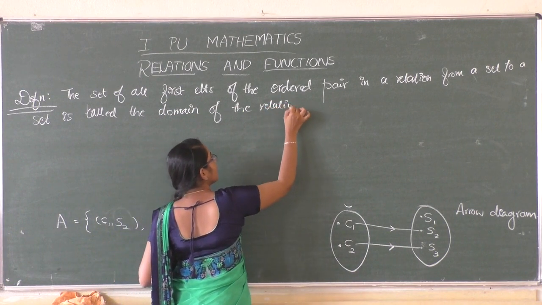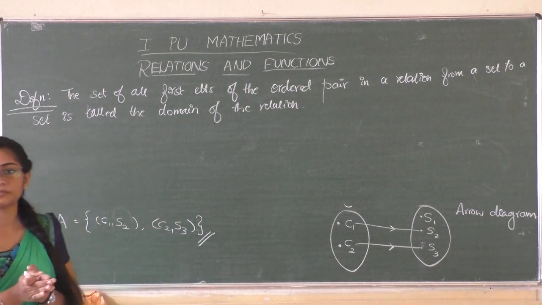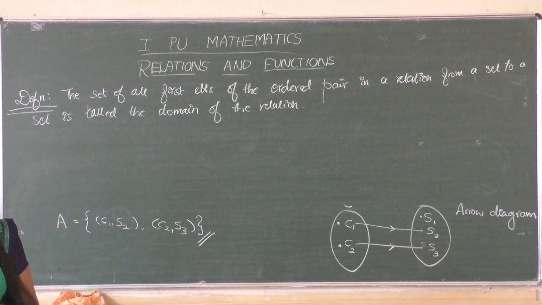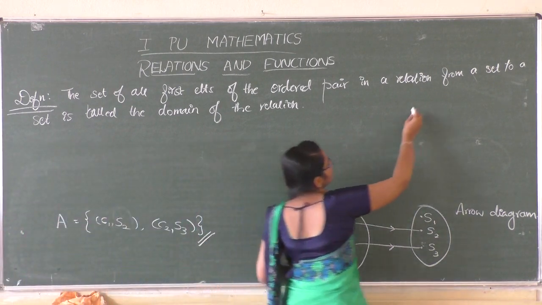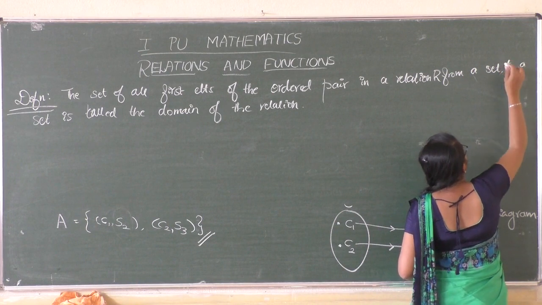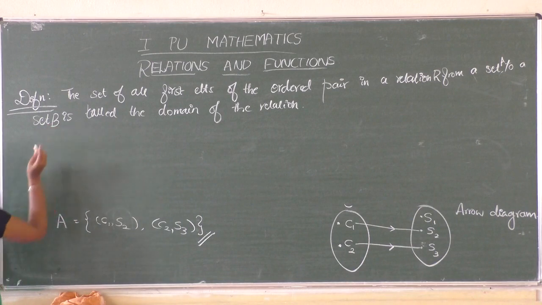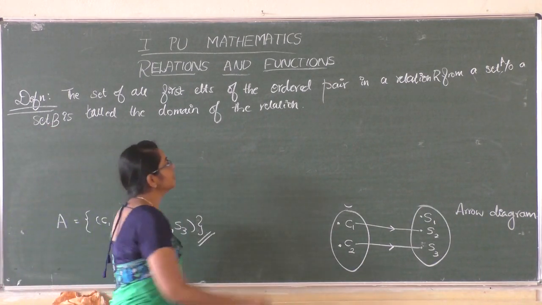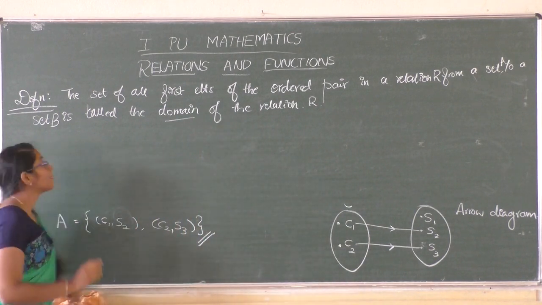The set of all first elements of the ordered pairs in a relation from a set A to a set B is called the domain of the relation R. Okay, this is called a domain.